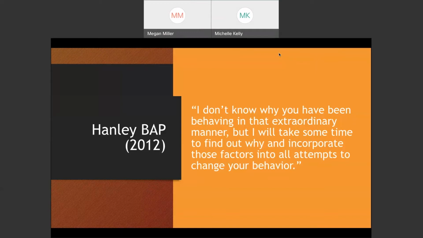And the reason I like this isn't the last part, it's the beginning here. I will take some time to find out why and incorporate those factors. That means all the things that could be happening that are resulting in this extraordinary behavior occurring. I'm going to look at all of that. I'm not just looking at the function. I'm not just looking at what's happening right after you engage in that challenging behavior. I'm going to figure out the whole entire context, what's going on here. And when we talk about the 3 steps to compassion at the end, I'll explain how to do that.